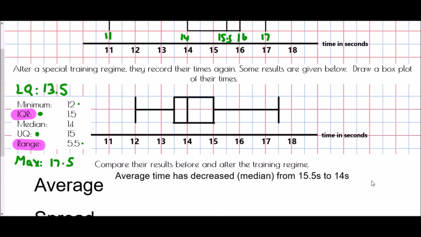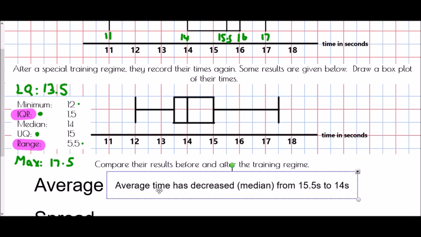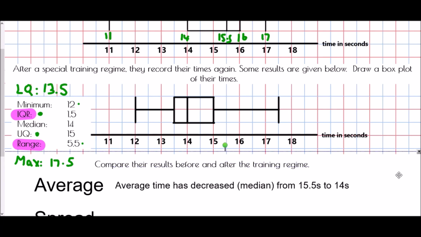Is that a good thing or is it a bad thing? Well, if I'm running a race, I want to be as quick as possible. So now that actually means that our sprinter is running faster than they were before.